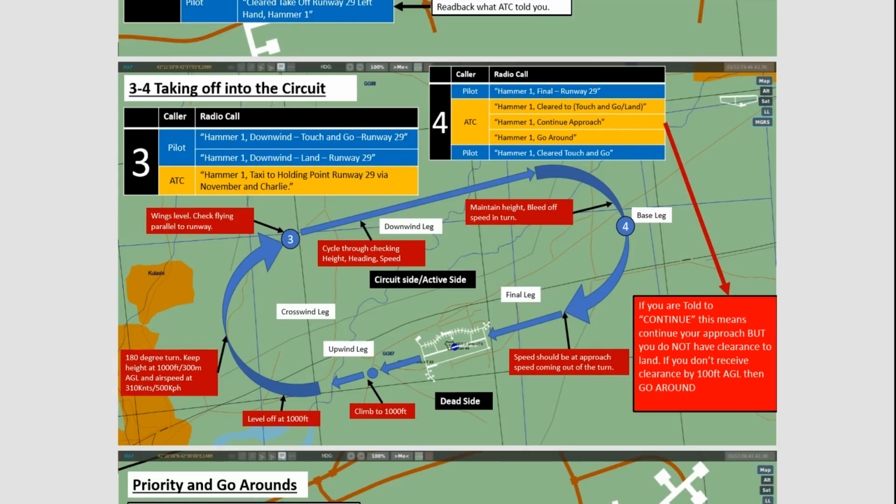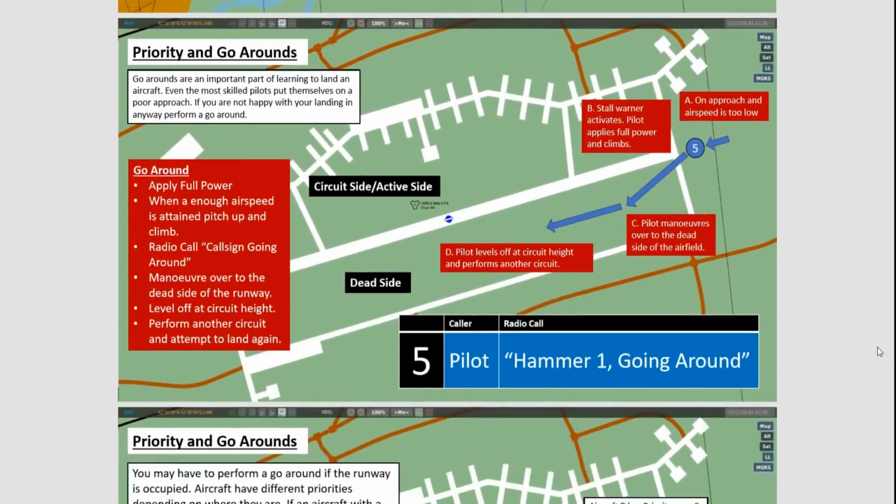And also, if you have strong winds, anticipate the turns, otherwise you end up in an egg-shaped pattern. Yeah, so you need to make sure you're not drifting too much towards the runway or drifting away. That's a good point. Excellent, so let's go on to priorities and go-arounds.